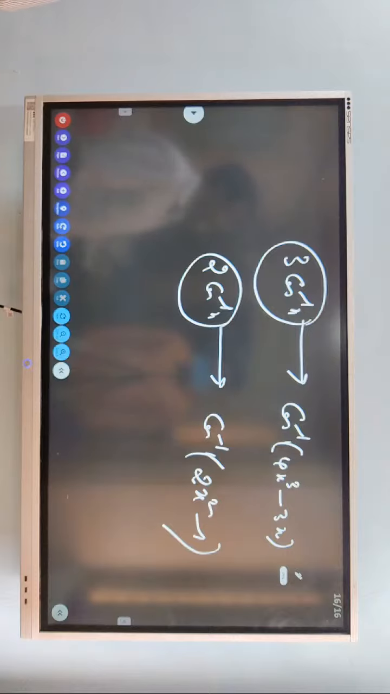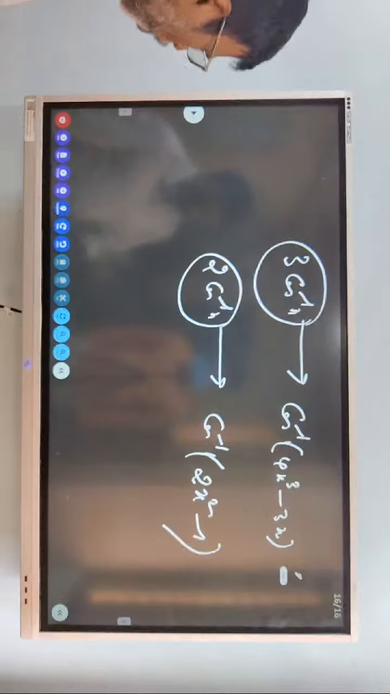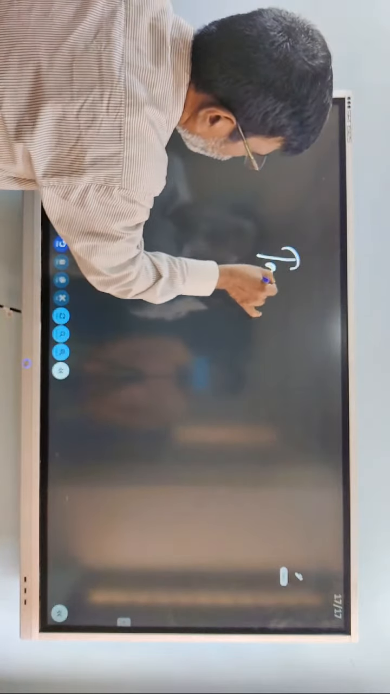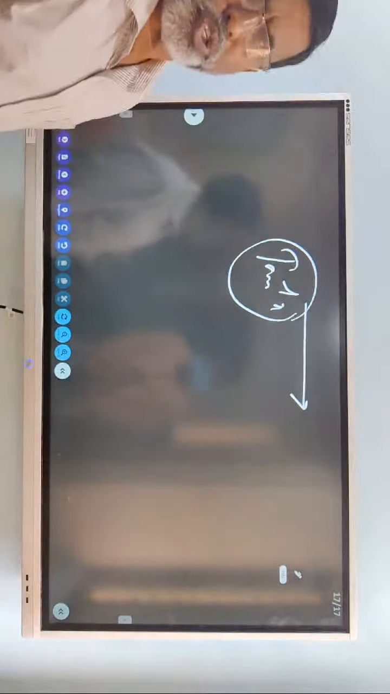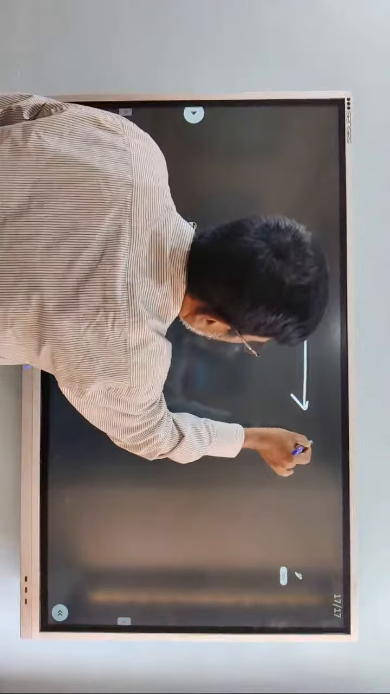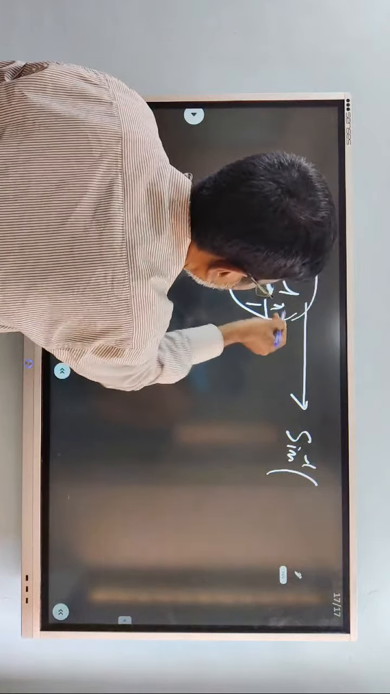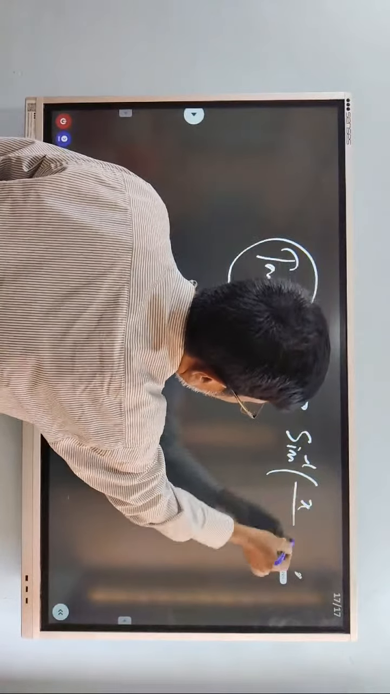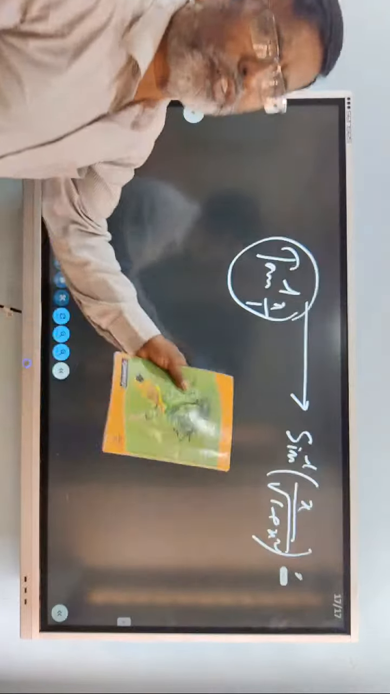Now let me explain some of the formulas of tan inverse. These are the most useful formulas we are discussing now. Suppose tan inverse x is given to you. How can I convert it into the remaining trigonometric ratios? This can be taken as sine inverse of x by root over 1 plus x square, where x is the opposite side and 1 is the adjacent side. This is a simple conversion.